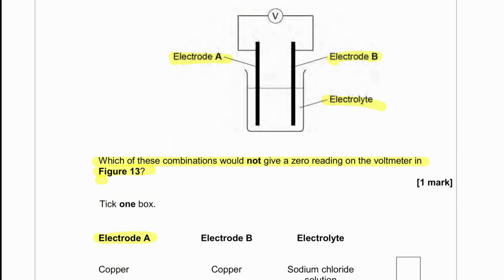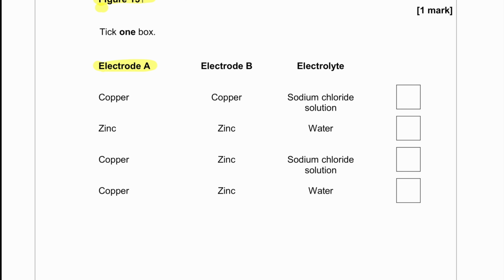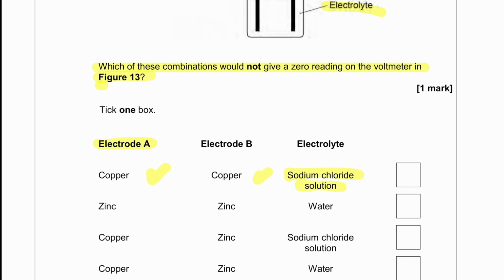All right, so the electrode A option is copper. Electrode B is also copper, and the electrolyte solution is sodium chloride solution. Because both of them are copper, definitely none of them will be able to take electrons from one another, because they have the same reactivity. So this is a wrong answer. This is also a wrong answer.